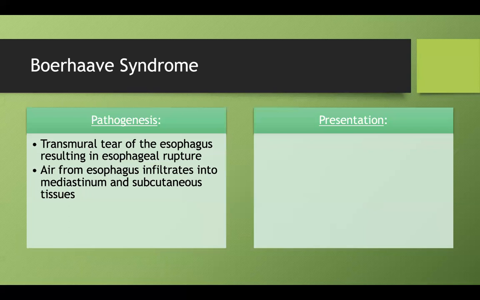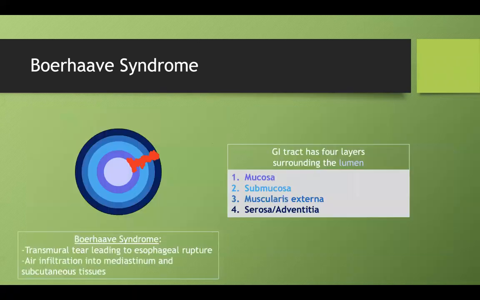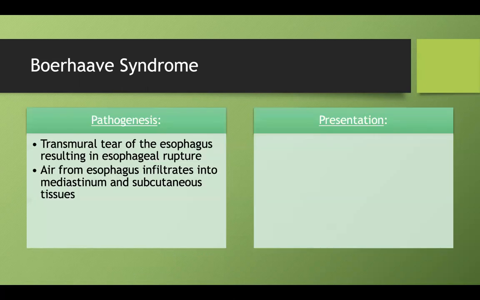Another thing you might see is that air from our esophagus can infiltrate into the mediastinum and the associated tissues, the subcutaneous tissues. And so because there's a tear and now there's a pathway between our lumen and our subcutaneous tissues, air can actually flow right through that.